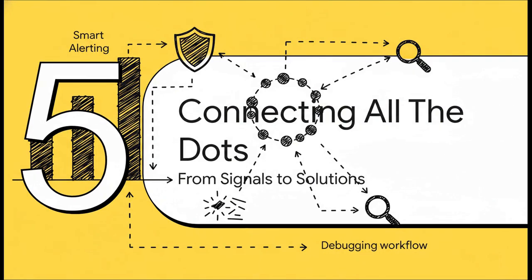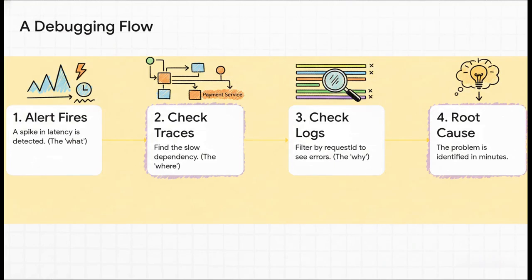Okay, this is where it all comes together. We've got high-quality signals coming from our 3 pillars, and we've got smart alerting that can detect real anomalies. Now, let's connect all those dots and see how this creates a debugging workflow that is just incredibly fast. So picture this. An alert fires. Boom. Latency has spiked. That's your what.